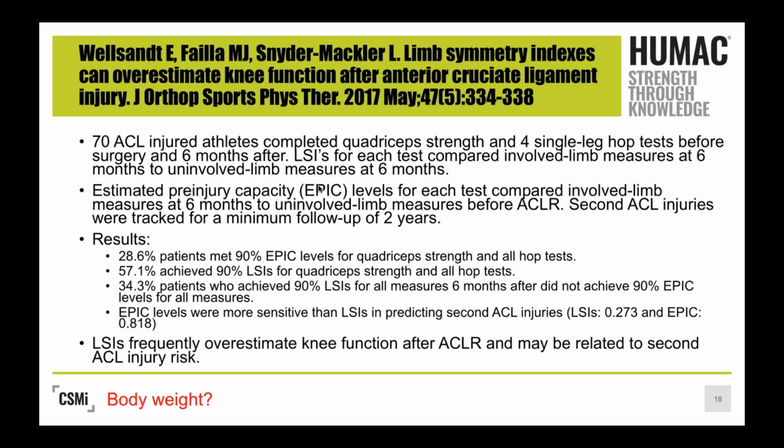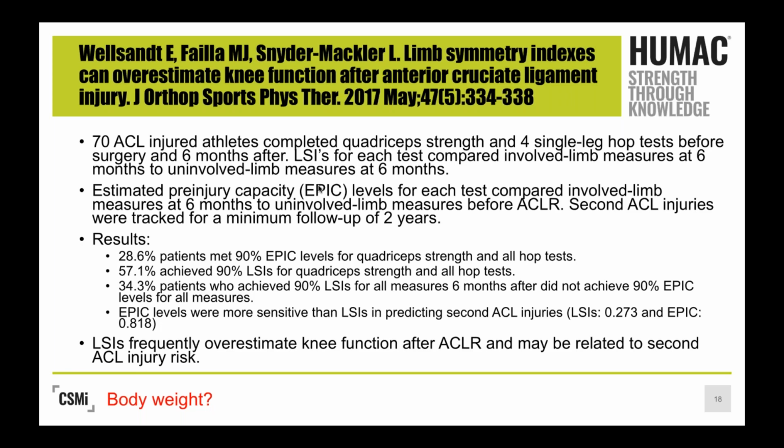So also 34% of those that achieved that 90% LSI at 6 months post-op didn't even achieve the 90% epic levels. So that's a lot of numbers and percentages to throw at you. Basically, the LSI at 6 months, looking at my involved versus my uninvolved limb 6 months out, made them look like they were better than if you compared to prior to surgery of that non-injured leg.